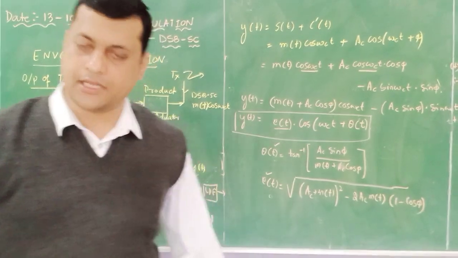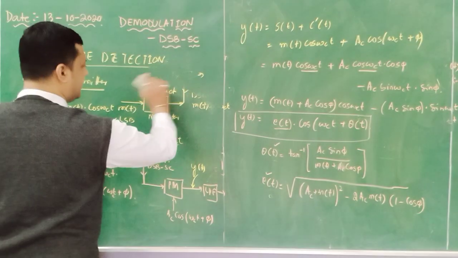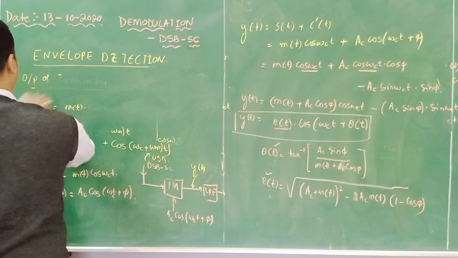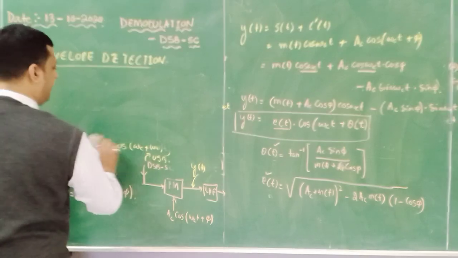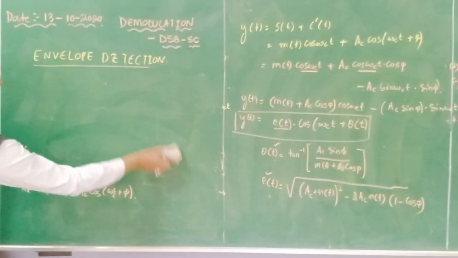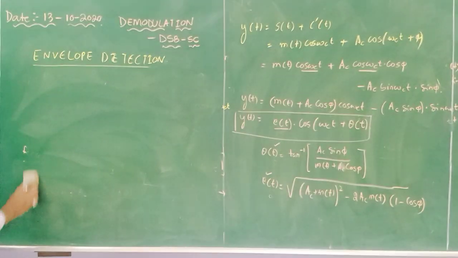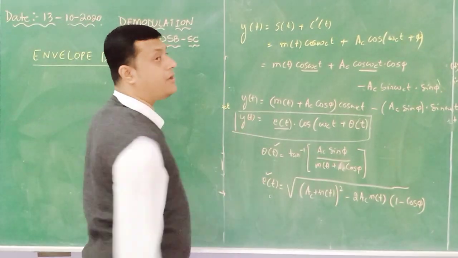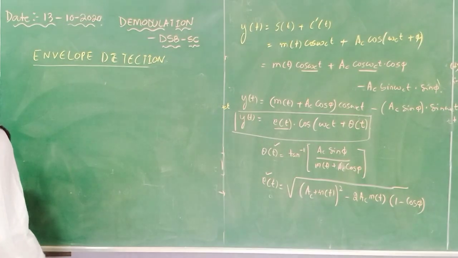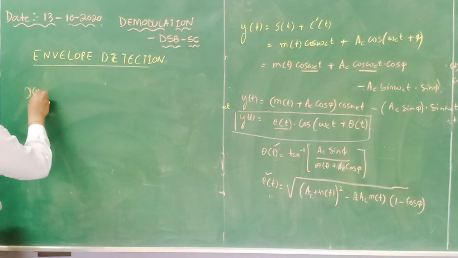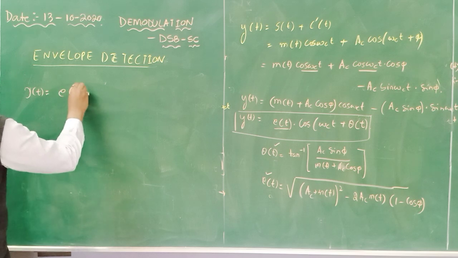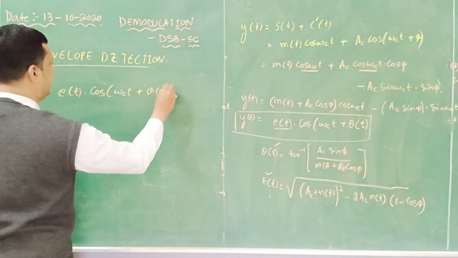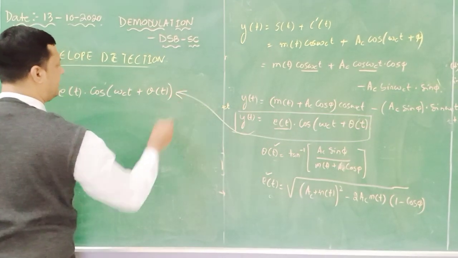Now from this E of t, I will extract the modulating signal, because in this E of t you can see here we have m of t. So I need to extract that m of t from the envelope with the help of a low pass filter. Then we will say it is called envelope detection. So these are the two components available in the output of your product modulator. Now here I can write y of t is equal to E of t into cos(omega ct plus theta of t). The same equation I have written here.